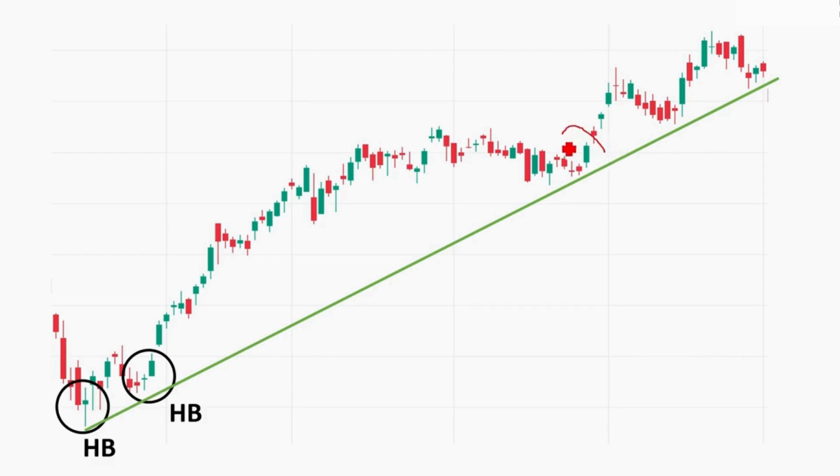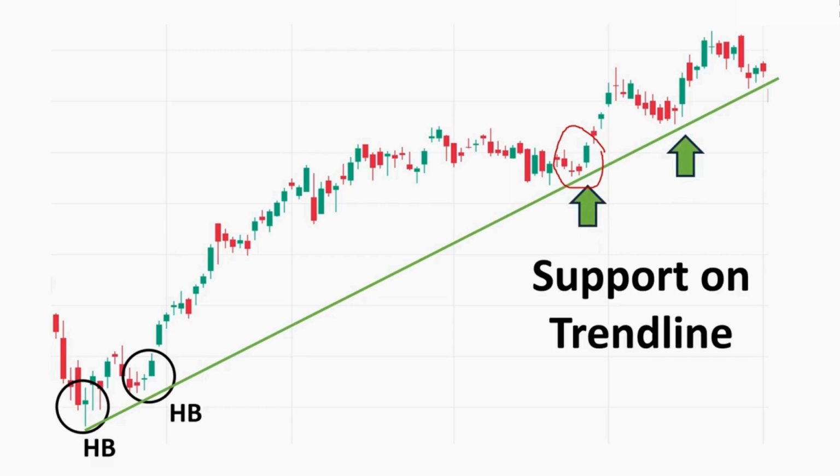Whenever the price comes near the trend line, there are a number of traders or heavy investors who are ready to buy the stock. That is why you get a bullish move when the price touches the trend line in an uptrend. And that is why this trend line acts as support for the price.